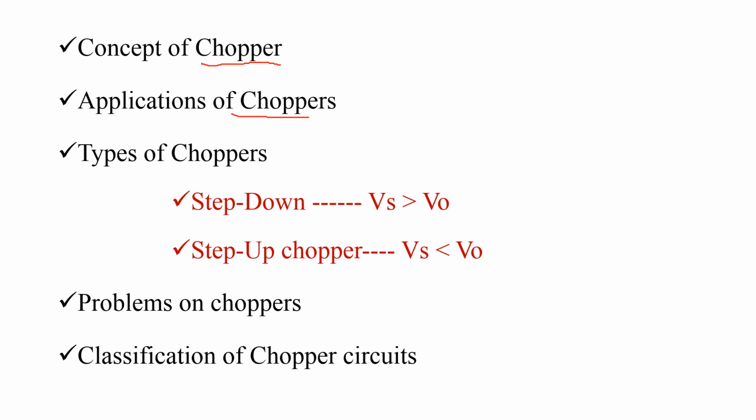And types of choppers, that is, the step down chopper is nothing but the chopper in which the output voltage is less than the input voltage. And step up chopper is nothing but the chopper in which output voltage is greater than the input voltage Vs. And we discussed some problems on types of choppers and finally classification of choppers.